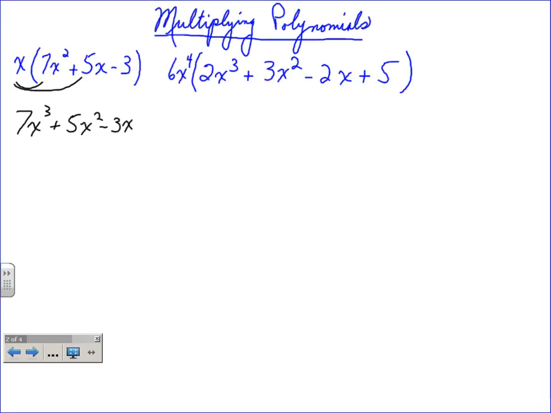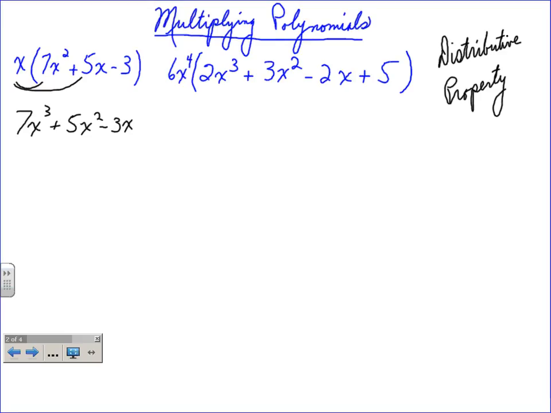Is the problem done? Can you do anything else? No. All right. And that's multiplying by using the distributive property.